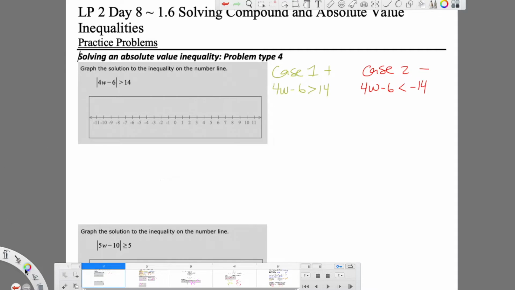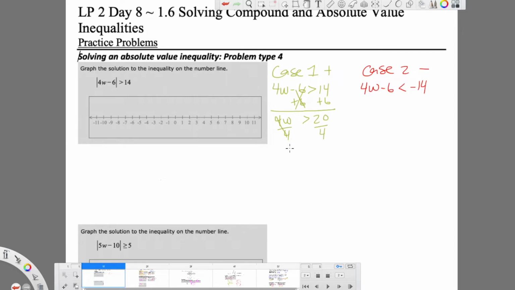All right, so let's go back over here. We're going to solve this one. We're going to add 6 on both sides because I want to get w by itself. So 4w is greater than 14 plus 6, which is 20. And I'm going to divide by 4, divide by 4.